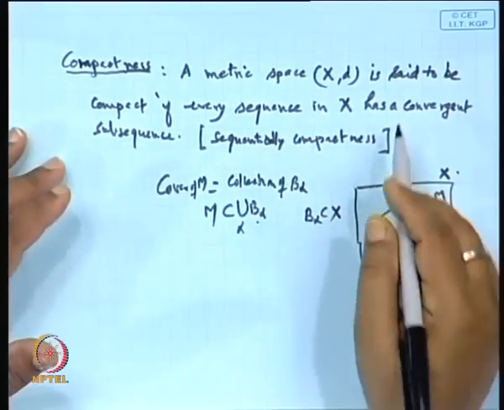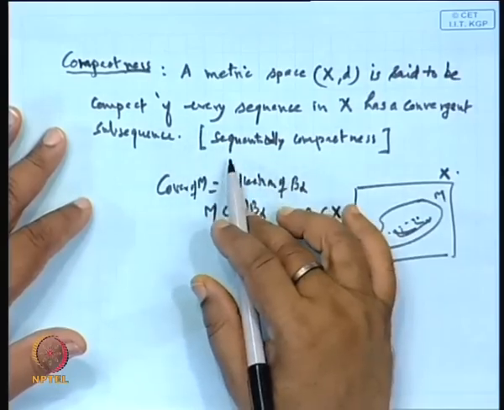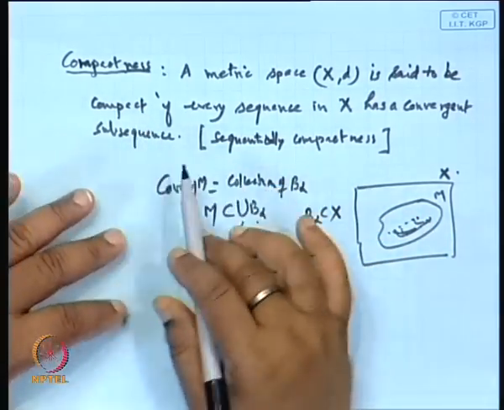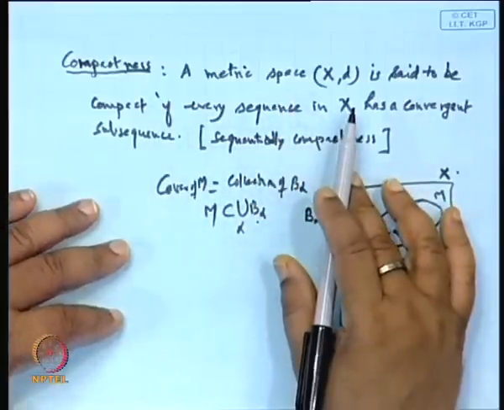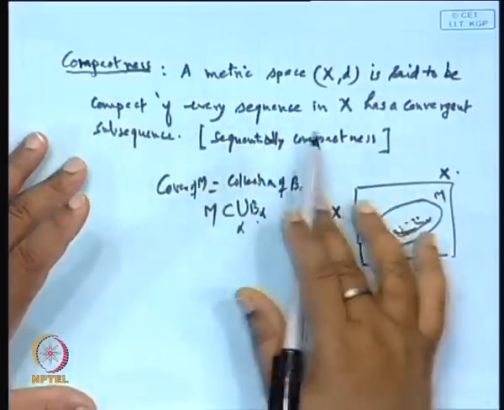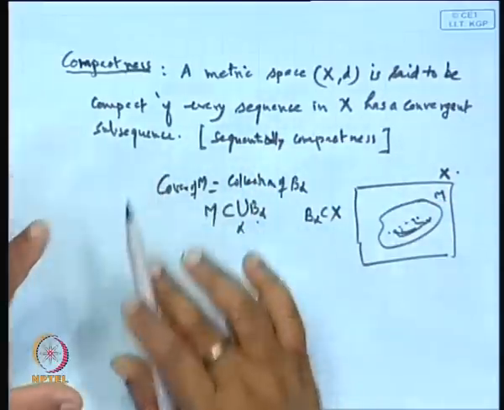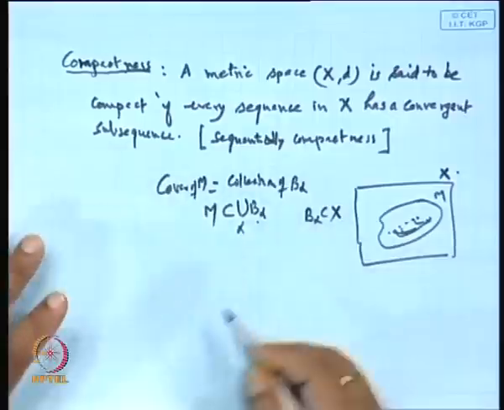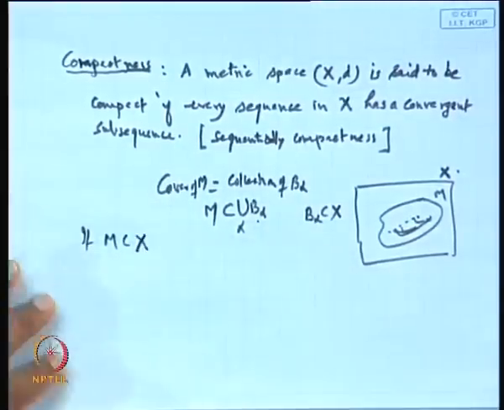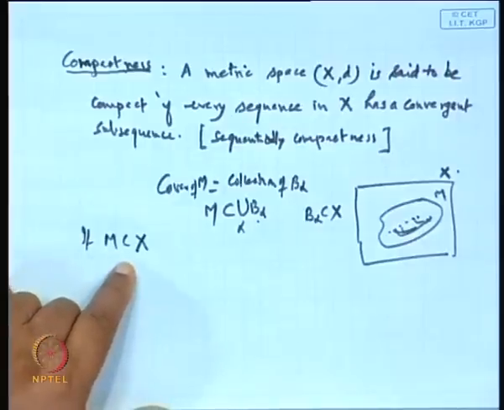This is the most convenient way of defining compactness in terms of sequences. That is why we have chosen this definition of a compact set in a metric space X. A space is compact if every sequence has a convergent subsequence. Now, if M is a subset of X, how do we define the compactness of M?